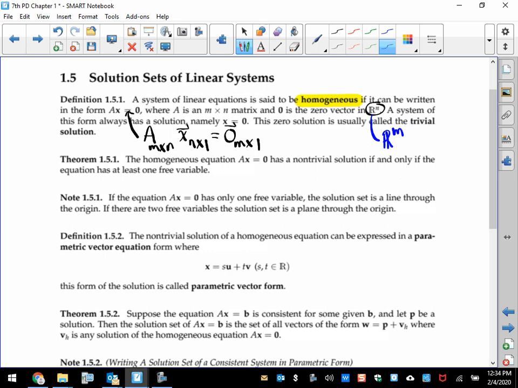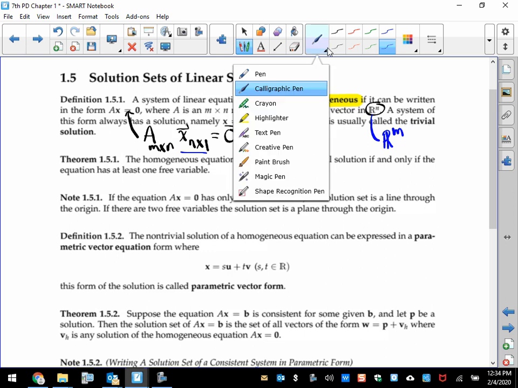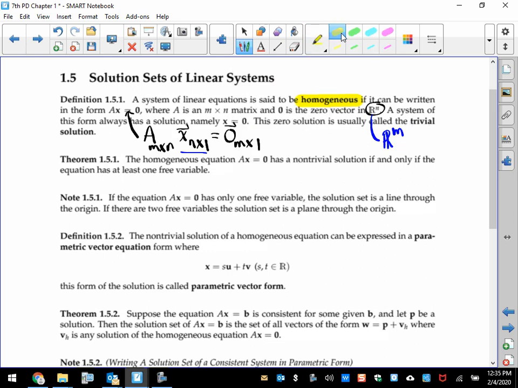A system of this form always has a solution. The solution is if you let x equal the 0 vector. Then the 0 solution is usually called the trivial solution. So homogeneous systems always have a solution, and we call that solution the trivial solution. Sometimes they have more than just the trivial solution, but we call any other solution a non-trivial solution.